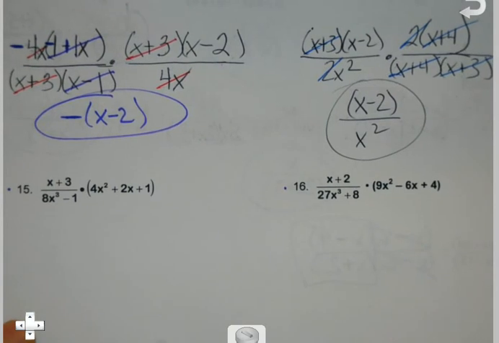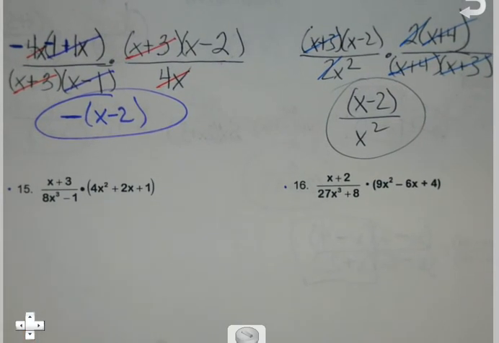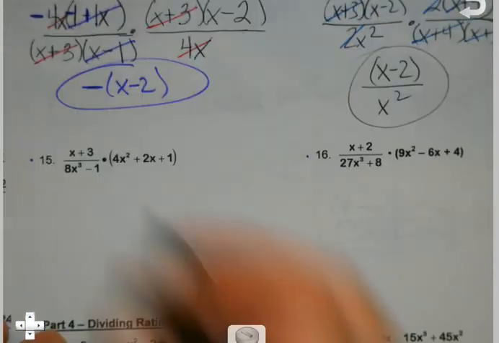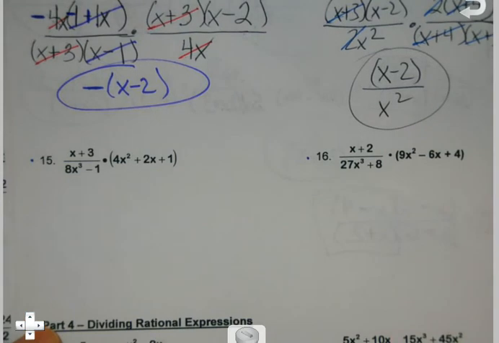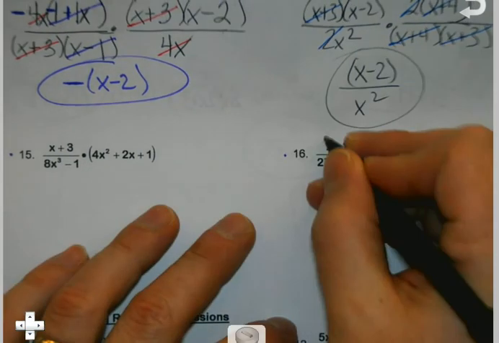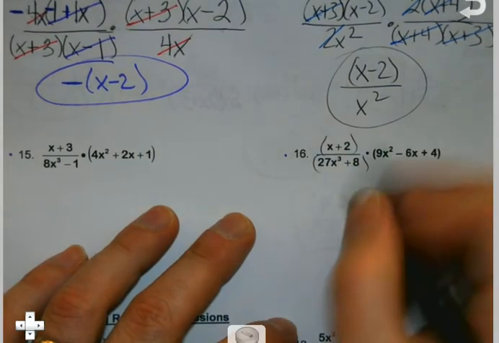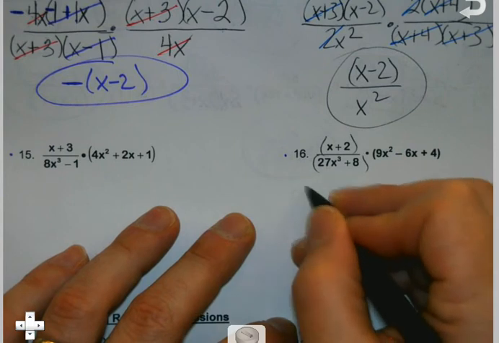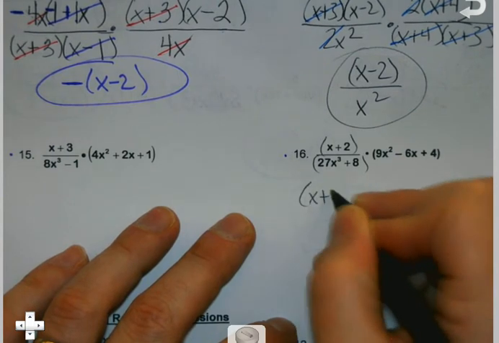Okay, one more in this section. We're going to throw a weird one out at you. Should I do 16? I was going to say 15 and 16 are the exact same thing, actually. Okay, let's do 16. Parentheses, parentheses. I already got parentheses there. So, x plus 2, I can't do anything.